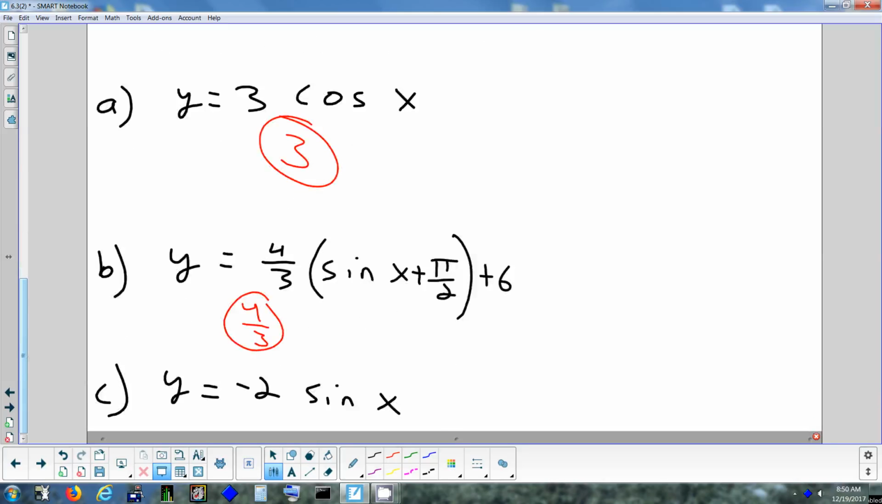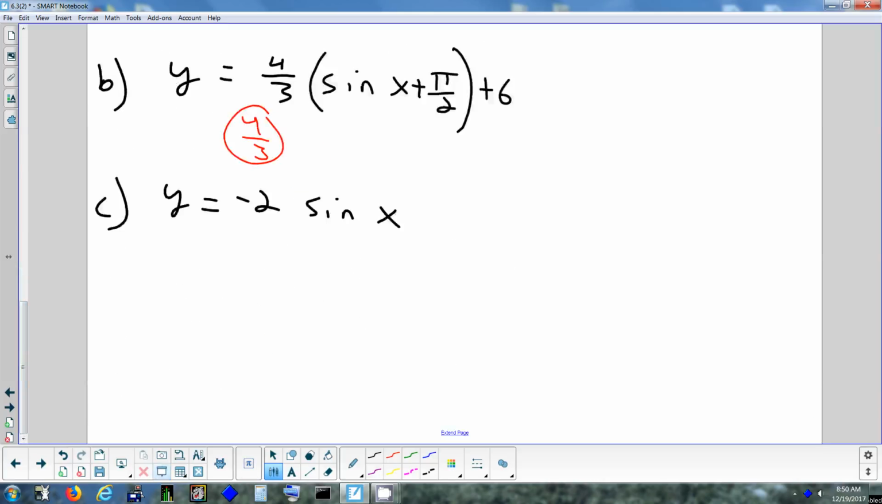How about -2 sine x? What's the amplitude there, Rebecca? 2. Yep. Now what if I change the problem to that? What's the amplitude now? Still 2. So the negative has no effect on the amplitude, but it does have an effect on the graph. What does a negative cause the graph to do?